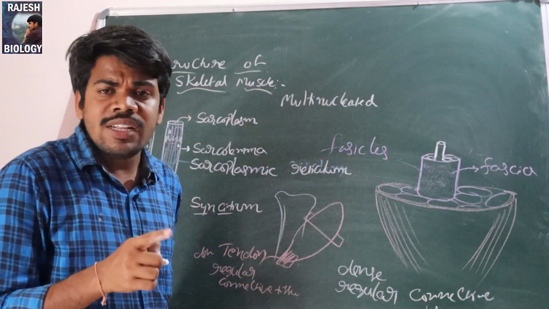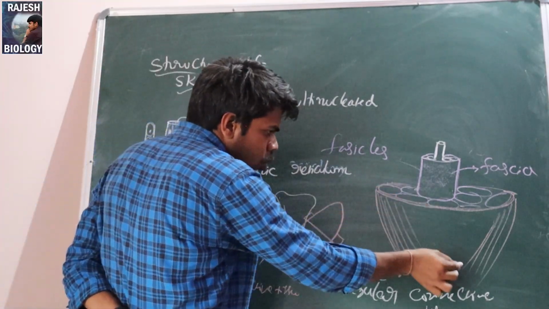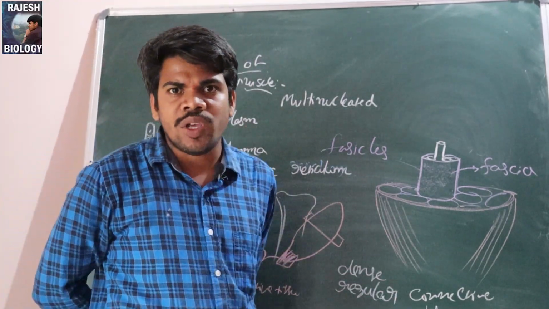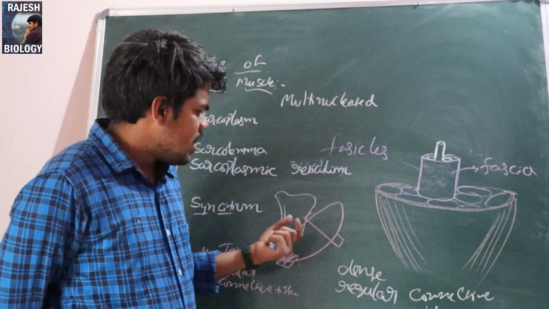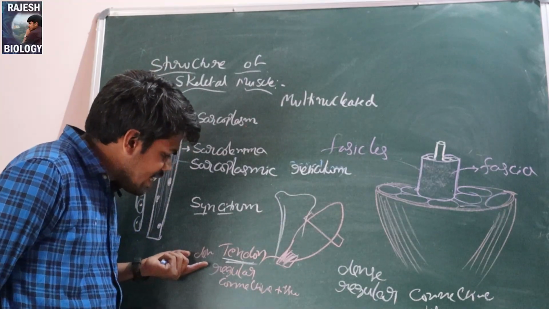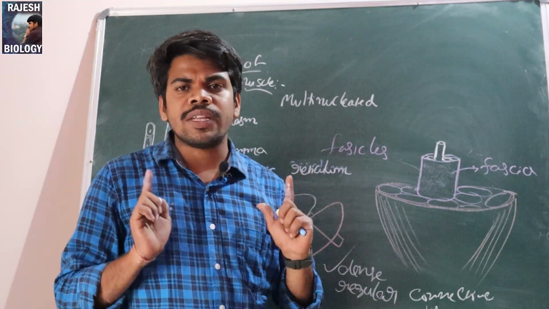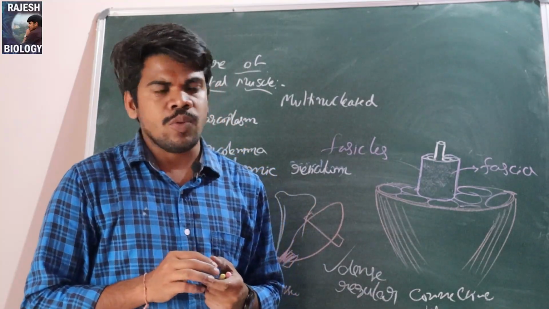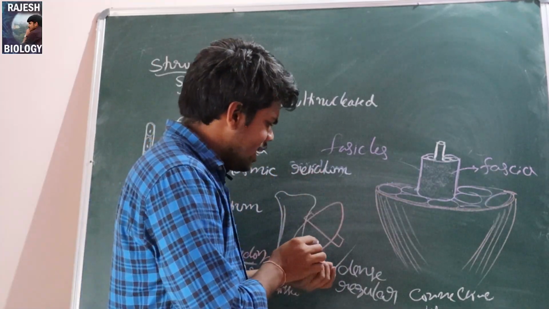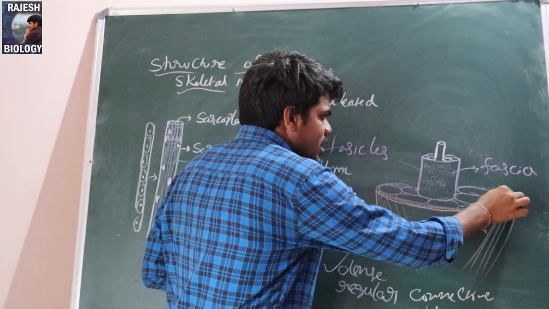All these dense, regular, connective tissue sheaths of the fascicles run backwards, and they form the tendon, which is the very strong association between the bone and the muscle. The tendon is a dense, regular, connective tissue sheath. The same type of sheath is present around the fascicle also, and around this muscle also.